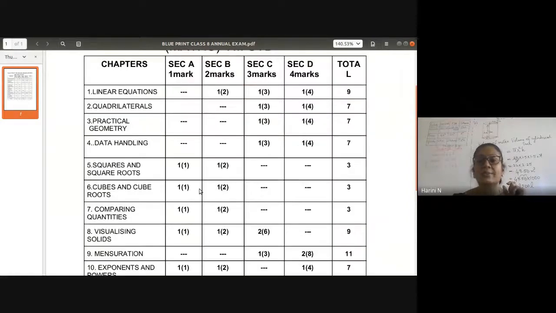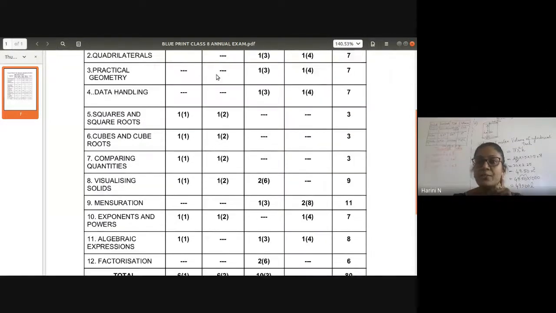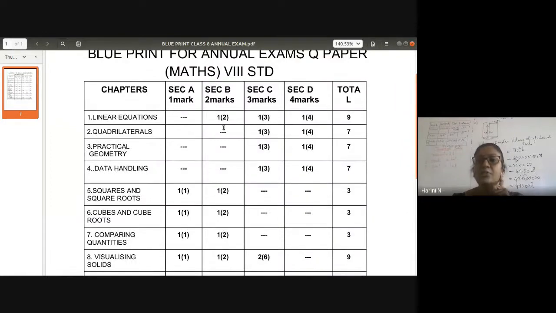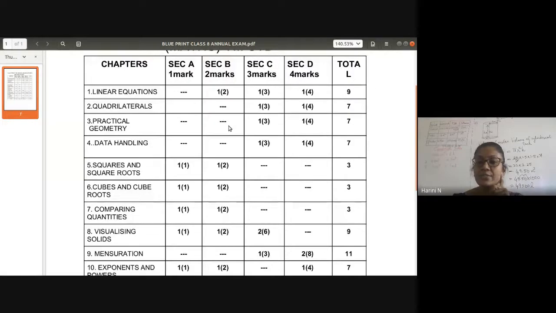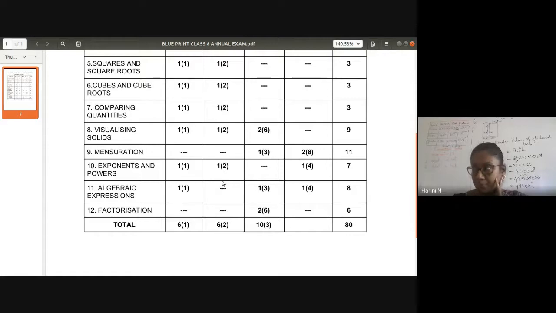Alright. Now going on to the Section B. Section B, each question is going to carry 2 marks. And there are going to be again 6 questions of 2 marks. So in Section B, you can score totally 12 marks. So these 6 questions will come from, one will come from linear equations, one from squares and square roots, one from cubes and cube roots, one in comparing quantities, one in visualizing solids, and one in exponents and powers.